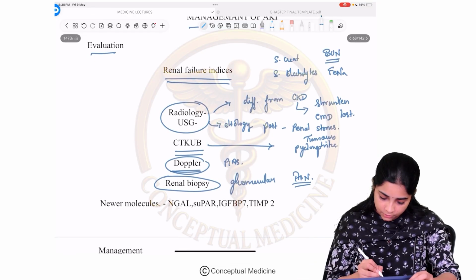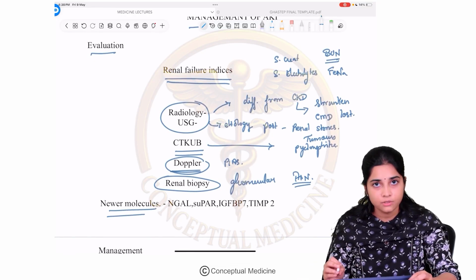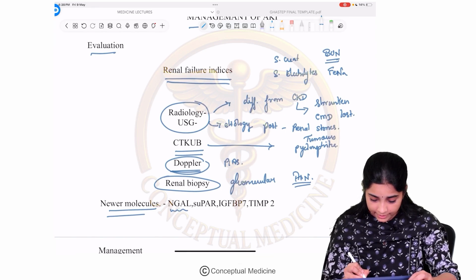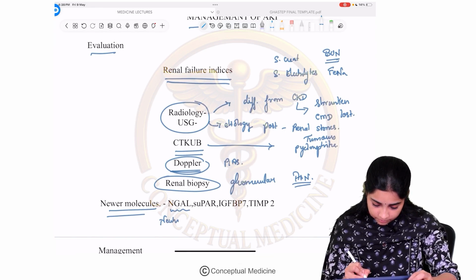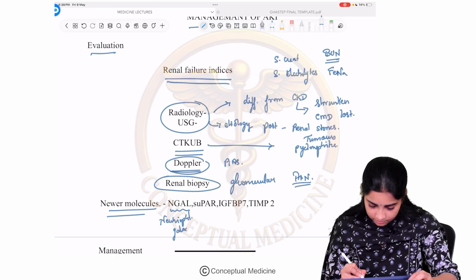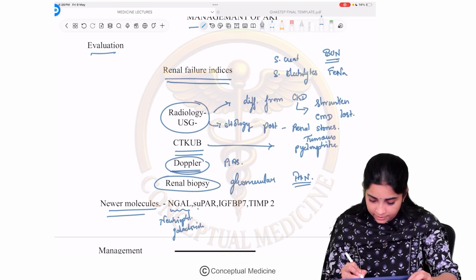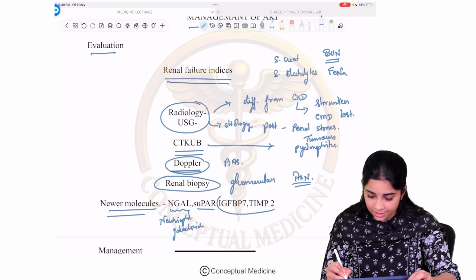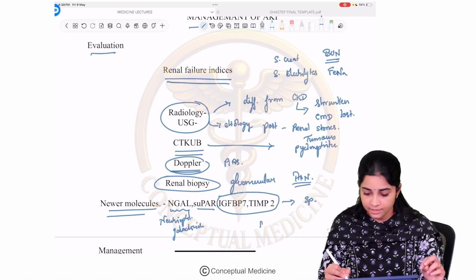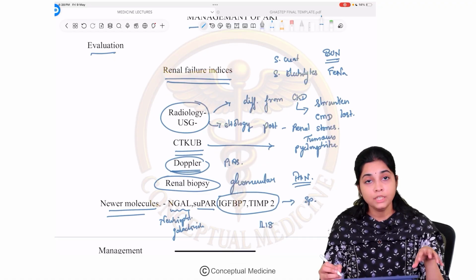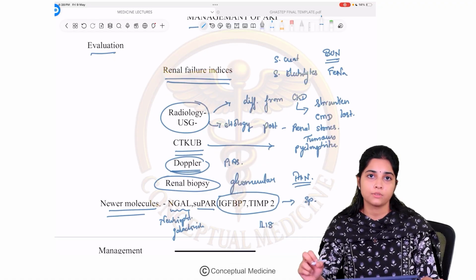Then there are certain newer molecules which are used in diagnostics, which includes your NGAL, which is your neutrophil gelatinase-associated lipocalin. Then you have your SUPAR and IGF-BP7 and TIMP2, which are found to be most specific, and interleukin 18. So these are some of the newer molecules which are used in the diagnosis of AKI.